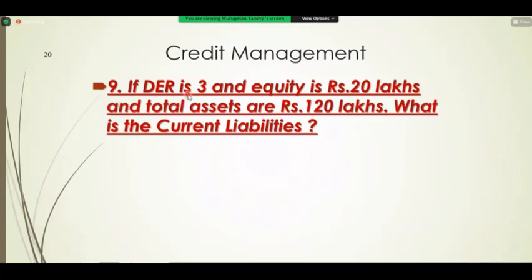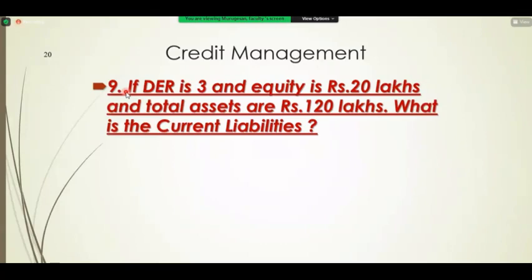Now, debt equity ratio 3, what does it mean? Long-term debts are 3 times more than equity. Okay or not? Yes, boss. This is how you have to interpret. What do you mean by debt equity ratio 3? Long-term debts are 3 times more than equity. Now, equity is 20. Then D will be 3 into 20, 60. Agreed or not?